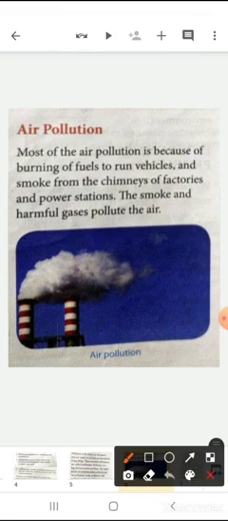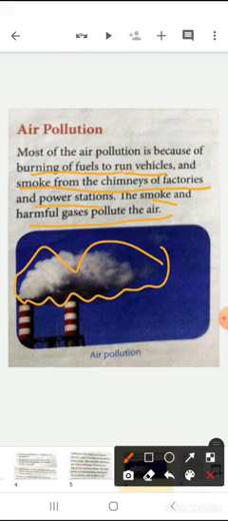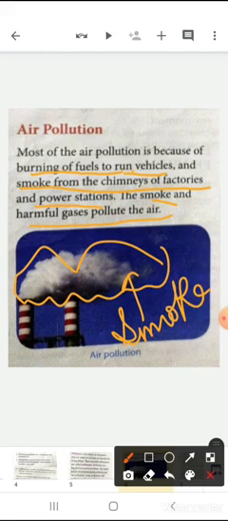Most of the air pollution is because of burning of fuels to run vehicles, smoke from chimneys of factories and power stations. The smoke and harmful gases pollute the air. See, this is smoke coming from the chimneys of the factories, from power stations, and harmful gases, and the fuel used to run the vehicle. These all are harmful substances which are adding into the air and making the air harmful, and that air is not good for our health. Understood?